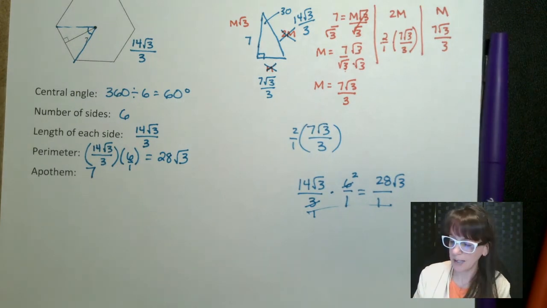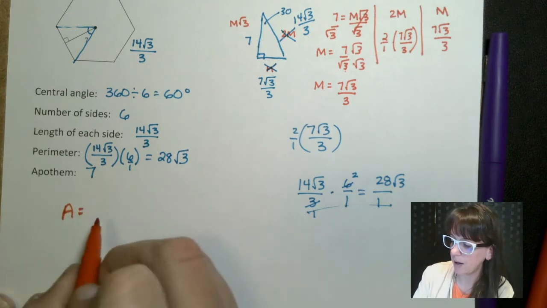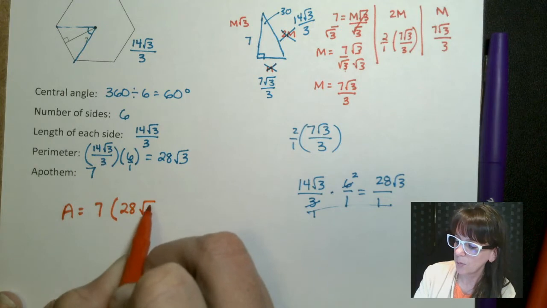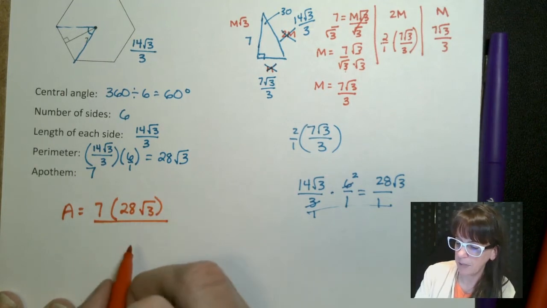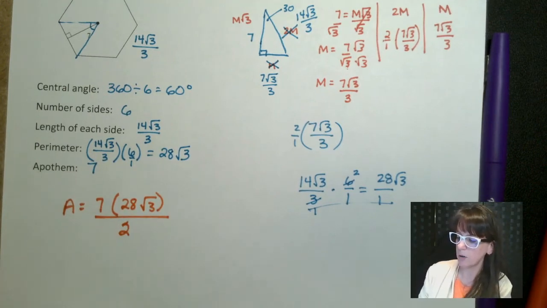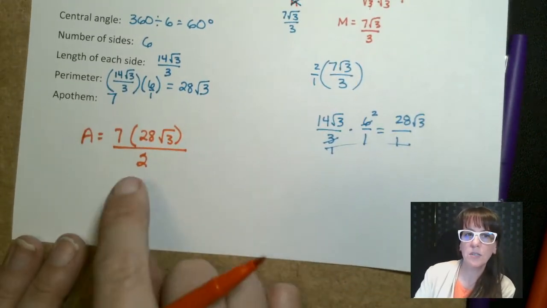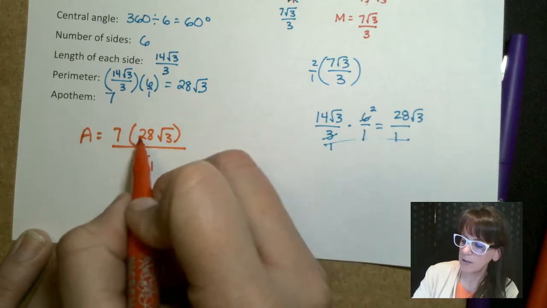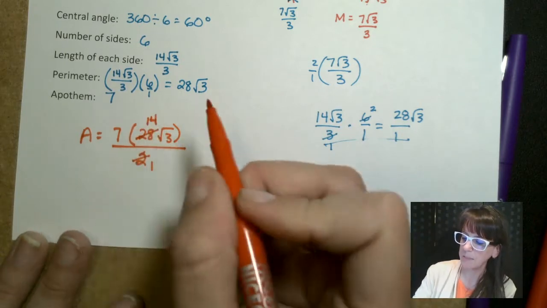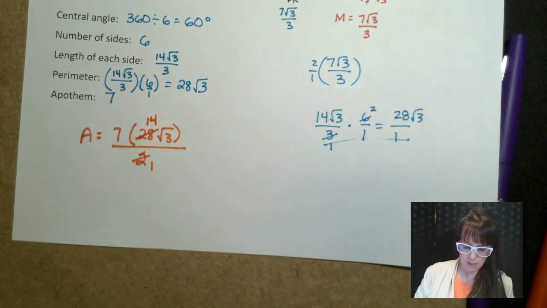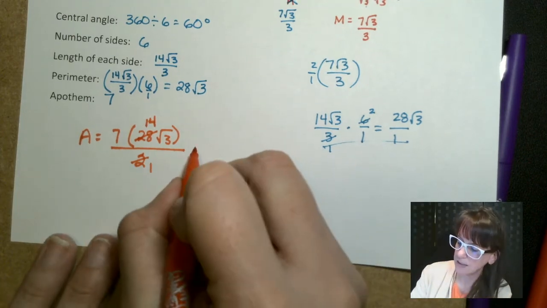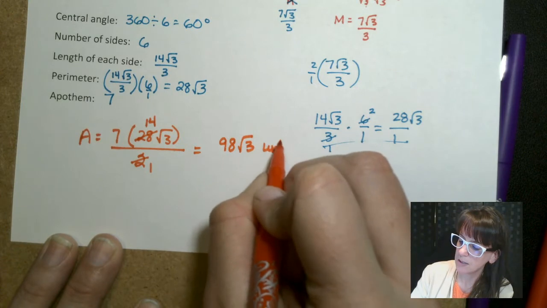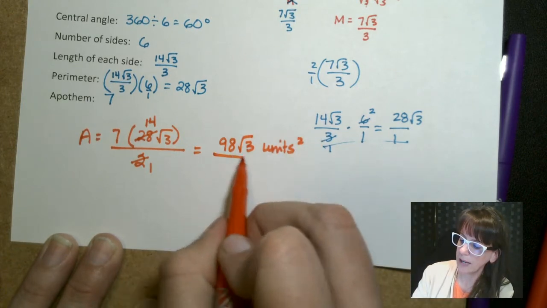So let's do that. We've got the area equals the apothem, which is 7, times our perimeter, which is 28 root 3. All of that divided by 2. Okay, so we could do 7 times 28 divided by 2, but let's just cross cancel. Divide by 2, we get 1. Divide by 2, we get 14. So now we have 7 times 14, which gives us 98. So 98 root 3 units squared. That is our area.